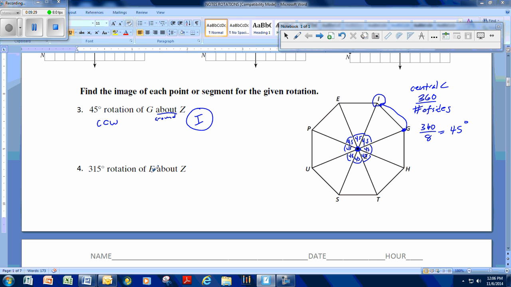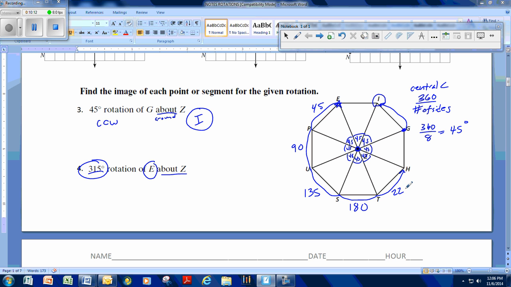Okay, next we're going to take E. E is right here. And we're going to rotate that around Z 315 degrees. So if I move it once, that's 45. If I move it again, that would be another 45, makes 90. If I rotate it again, that's going to be 135. I rotate it again, that's going to be 180. I'm trying to reach 315, so I keep going.